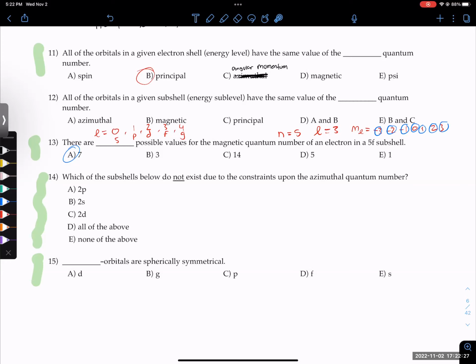Any questions on number 13? So the rule is L can go from 0 to n minus 1. It can't be n. So if n is 4, L cannot be 4. That would be violating the quantum number rules. Okay, number 14, I'll give y'all just a minute.